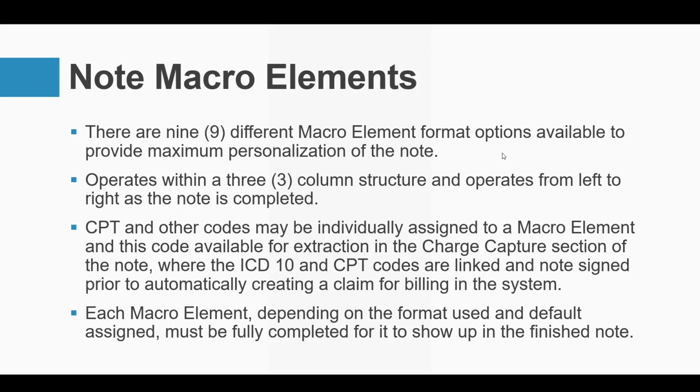Secondly, it operates within a 3-column structure and operates from left to right as the note is completed. In addition, CPT and other types of codes may be individually assigned to a macro element, and this code is available for extraction in the charge capture section of the note, where the ICD-10 and CPT codes are linked, and the note is signed prior to it automatically creating a claim for billing in the system. Now, this is very much appreciated from the provider standpoint and the biller standpoint, this particular function.